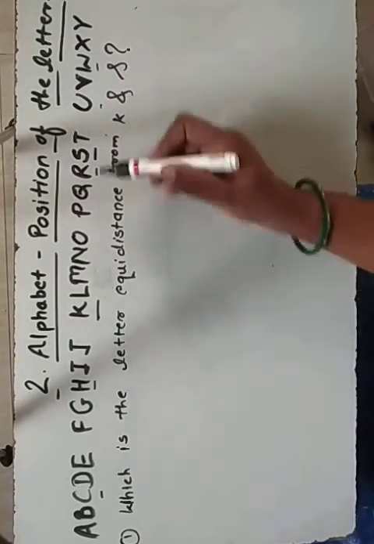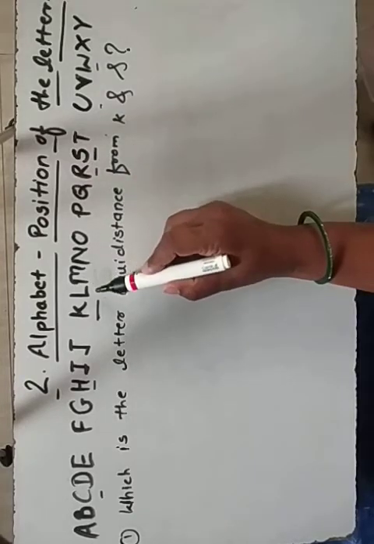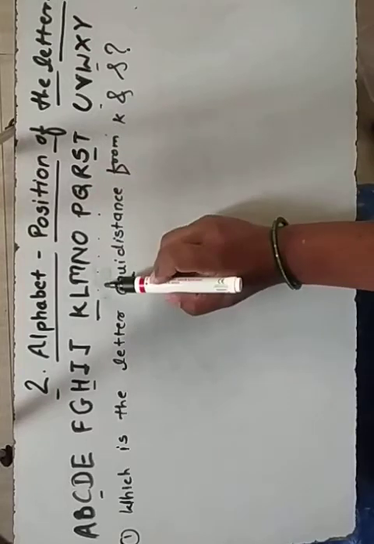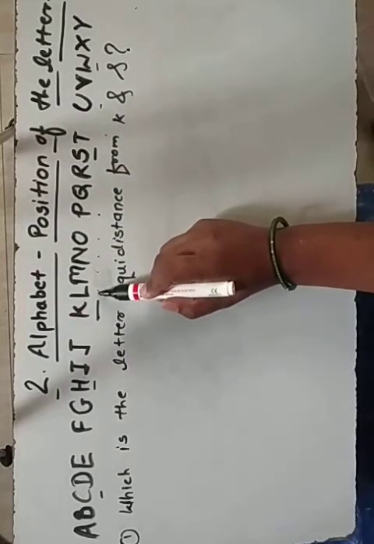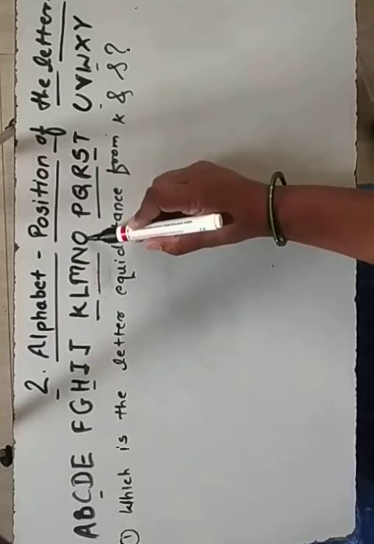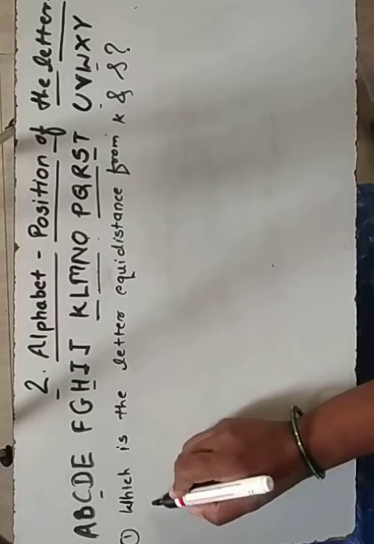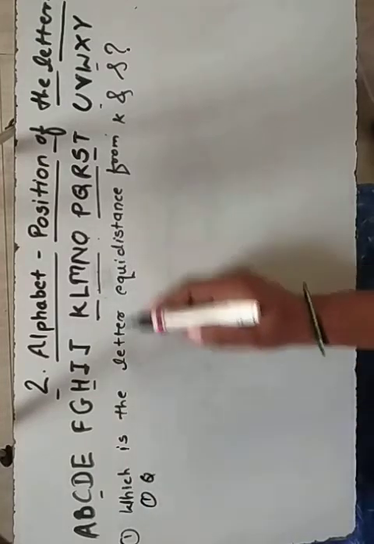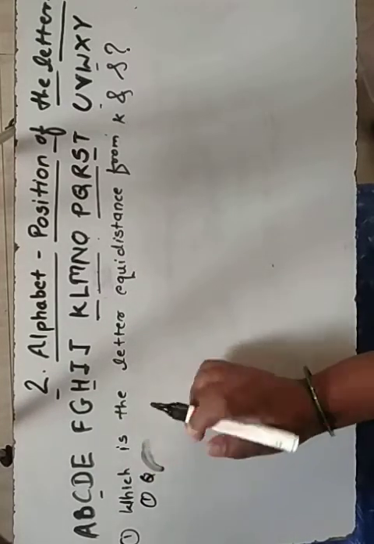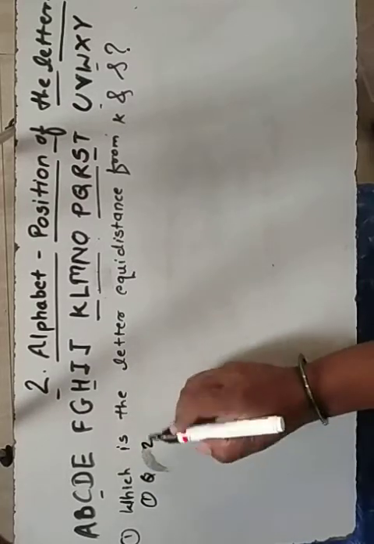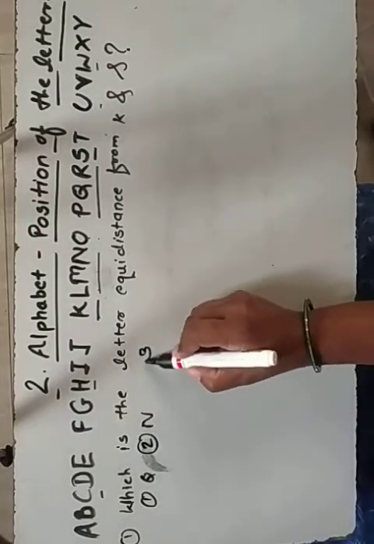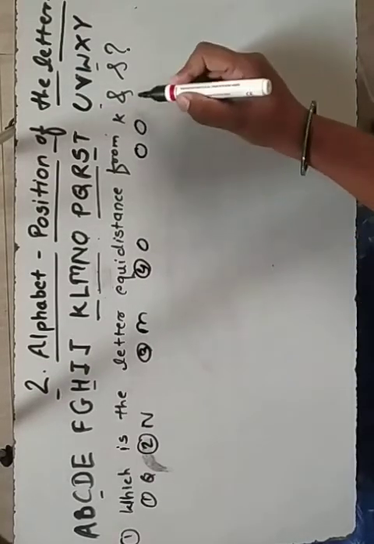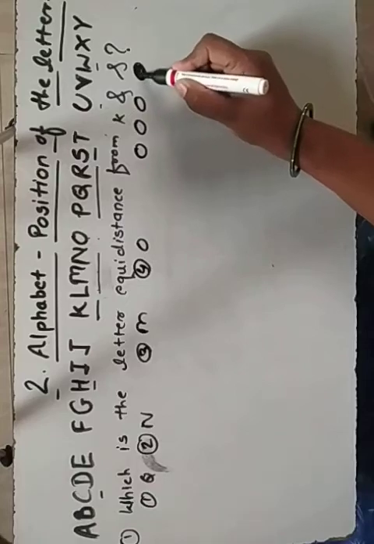So first of all, K is here, S is here. In between K and S are L, M, N, O, P, Q, R. Okay, how many letters are there? 4 plus 3, 7. So if you leave 3 from here and 3 from this side, O is the answer. Downside they may give the options. Suppose the first option is Q, the second option is N, then third is M, and the fourth is O. So the fourth is the correct option, and you have to circle the fourth option.